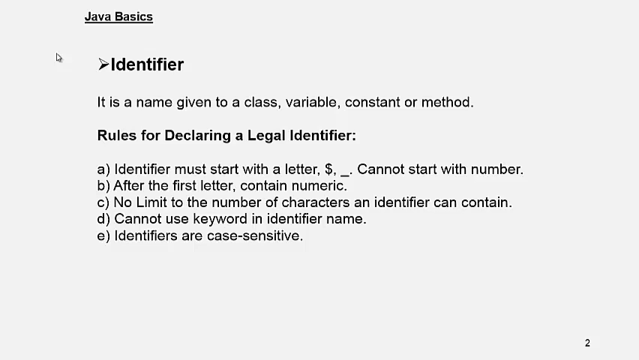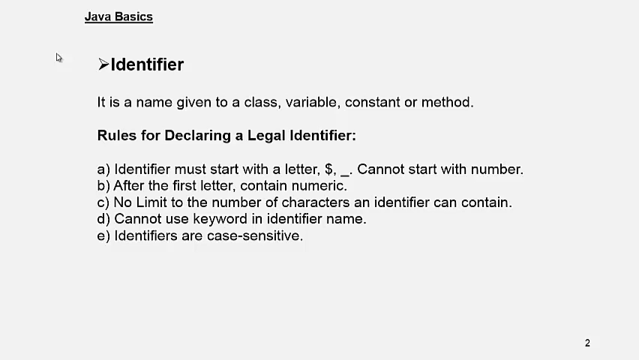Identifier, as the name suggests, identifies something. It is a name given to a class, a variable, a constant, or a method. Therefore, it identifies a class, a variable, a method, or a constant. There are some rules for declaring a legal identifier.